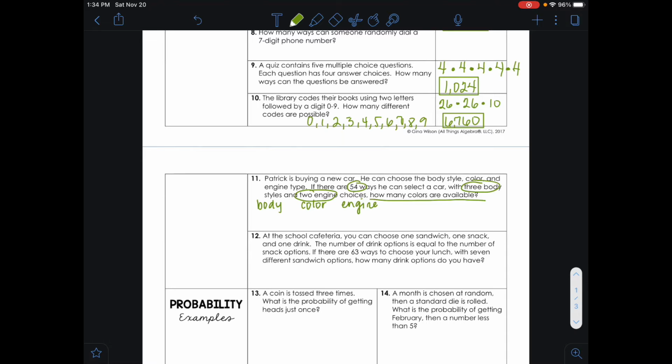So it says how many colors. We don't know how many colors. That's why it's asking us how many colors. But we do know that there's 3 body styles. That's a question mark, not a weird looking 2. And then we know that there's 2 engine choices and 54 ways that are possible.